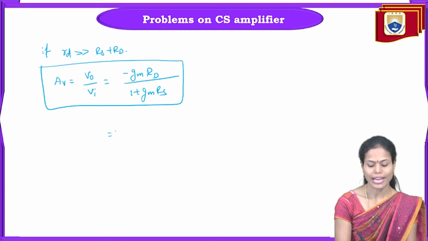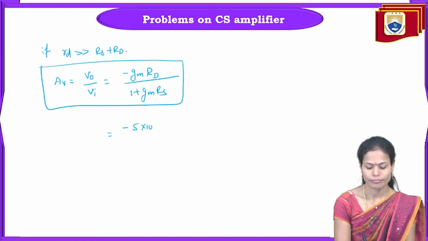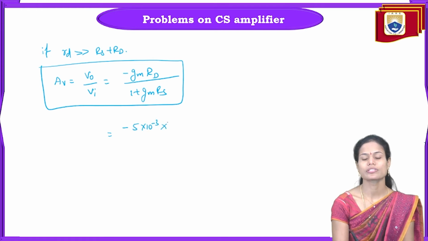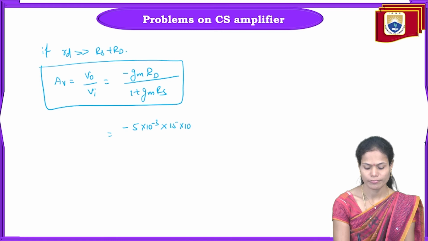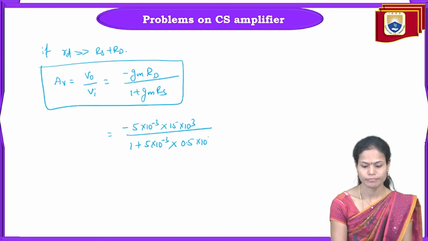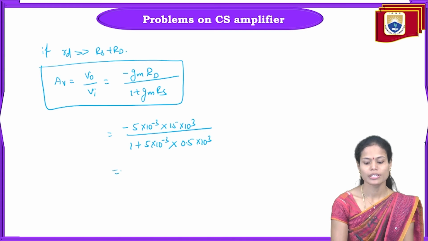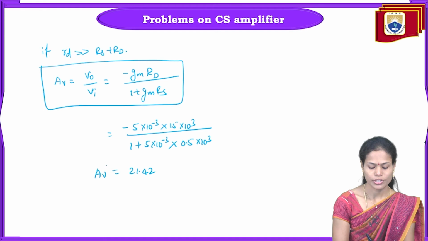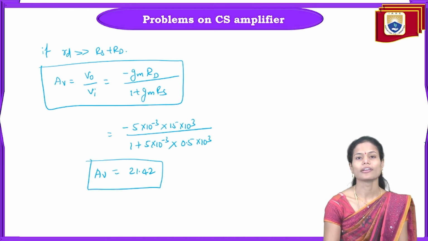So if we substitute the values, GM value is given as 5 millisiemens and the drain resistance is 15 kilo ohms, divided by 1 plus 5 into 10 power minus 3 into source resistance 0.5 kilo ohms. So if we simplify this, we will get 21.42 as the voltage gain AV.